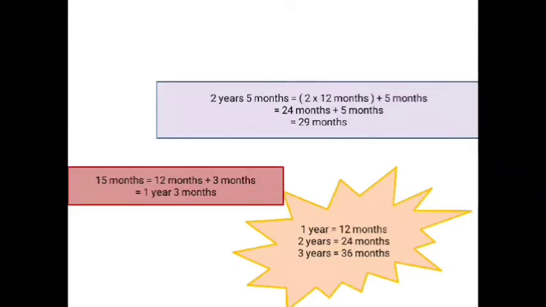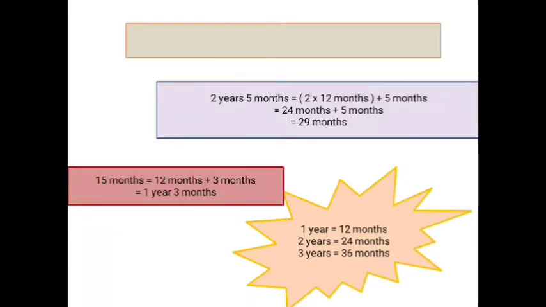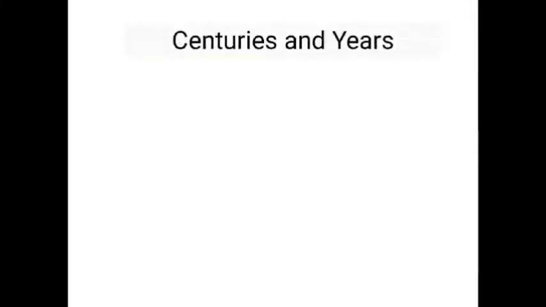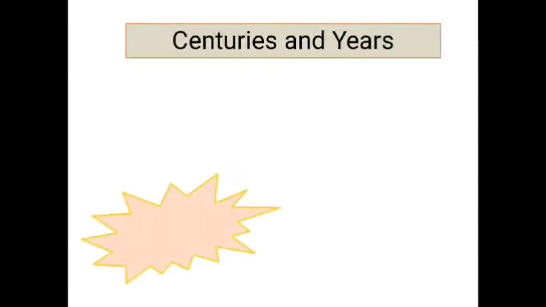Okay, now we go to the next subtopic. It's about centuries and years. Okay, 1 century. Do you know how many years in 1 century? In 1 century, there are 100 years. In 2 centuries, we just multiply by 100. 2 times 100 is 200. So in 2 centuries, there are 200 years.